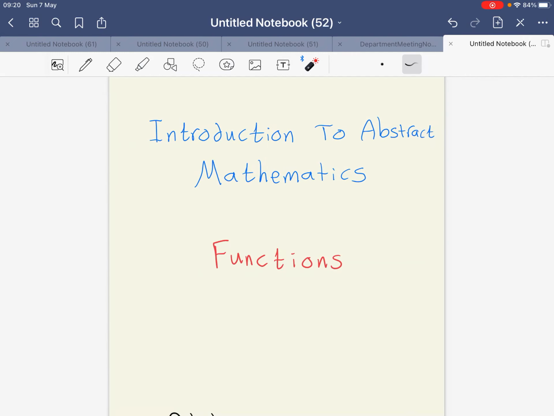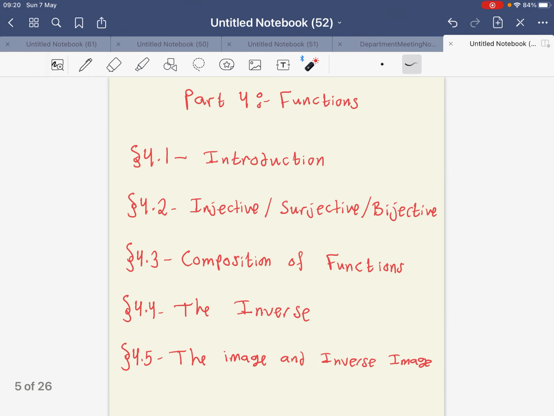Welcome back to part 2 of Introduction to Abstract Mathematics, and we're still talking about functions. Just a quick reminder of our table of contents. Today in this video we will talk about the injective function. So all our focus will be on the injective function. The next one will be about the surjective and bijective functions. So let's hop on to section 4.2, injective functions.